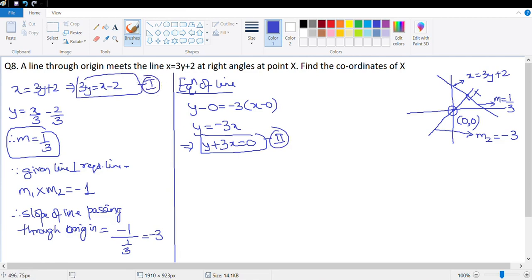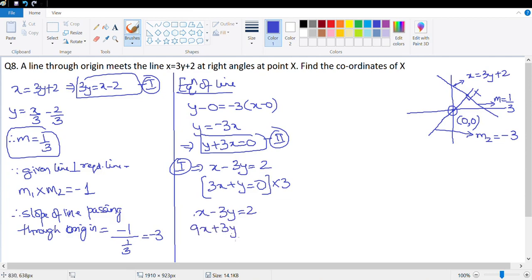We will have to find the intersection, which means we will have to solve them simultaneously. So the first line becomes x minus 3y is equal to 2, and the second line is 3x plus y is equal to 0. I notice that the coefficients will be equal if I multiply this with 3. So let me multiply this with 3 and I get x minus 3y is equal to 2 and 9x plus 3y is equal to 0. This gets cancelled. 10x is equal to 2. Therefore x is equal to 1 upon 5.